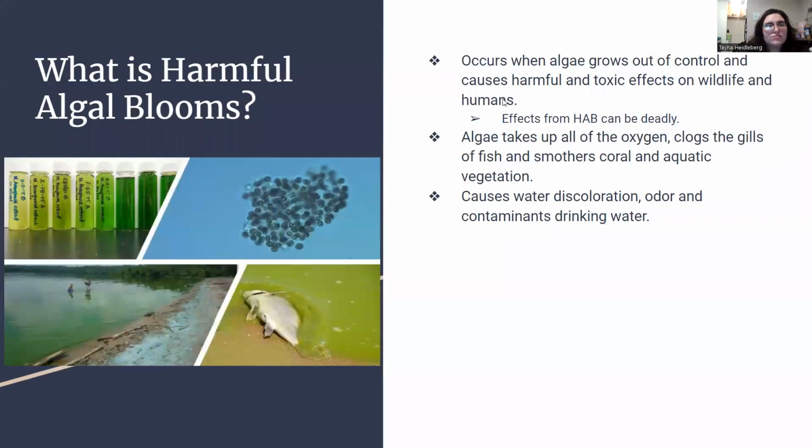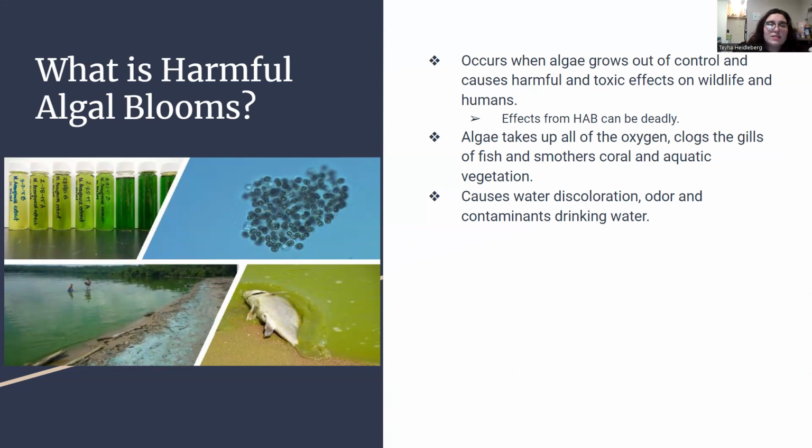So, what is a harmful algal bloom? It is when the algae grows out of control and causes harmful and toxic effects on wildlife and humans. It can happen in two ways. Algae can take up all of the oxygen, clog the gills of fish, and smother coral and aquatic vegetation, which is pretty much it makes a layer like this on the top of the water, smothering the wildlife and fish.